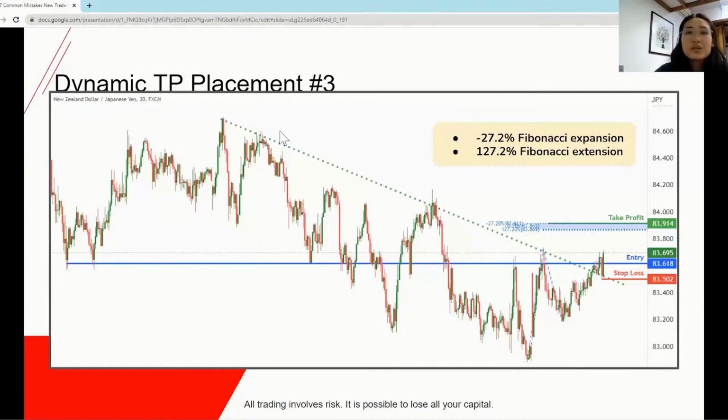And price has recently broken out of this descending trend line, giving us a bullish bias. So we're expecting price to continue to rise from our entry towards our take profit.